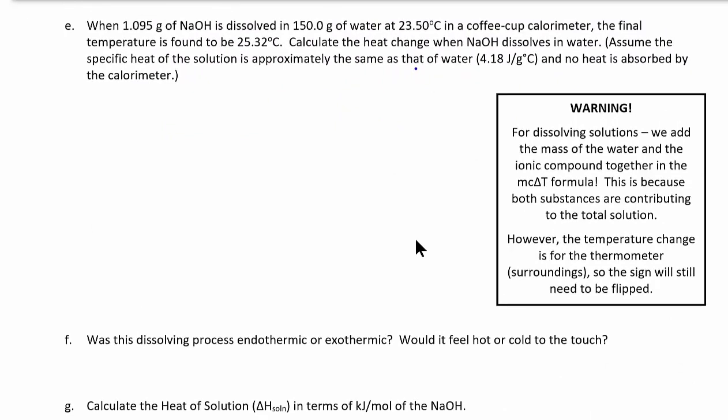Okay, it says when 1.095 grams of sodium hydroxide is dissolved in 150 grams of water at 23.5 degrees C in a coffee cup calorimeter, the final temperature is found to be 25.32 degrees C. Calculate the heat change when sodium hydroxide dissolves in water. We're going to assume that the specific heat of the solution is approximately the same as that of water, and no heat is absorbed by the calorimeter. All right, so we're looking for heat change. So we're basically looking for Q, or delta H.